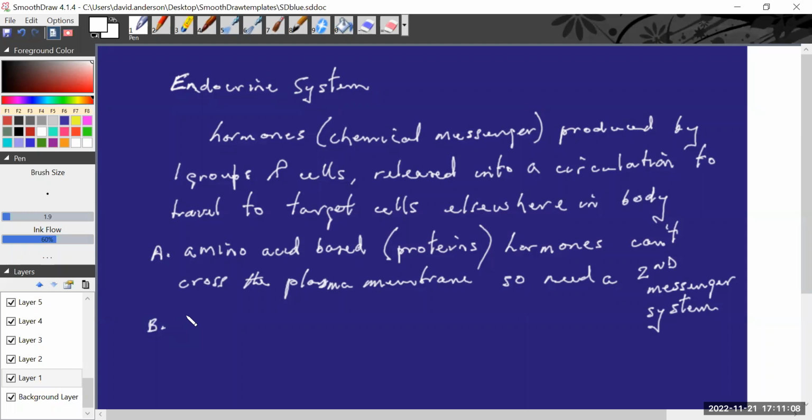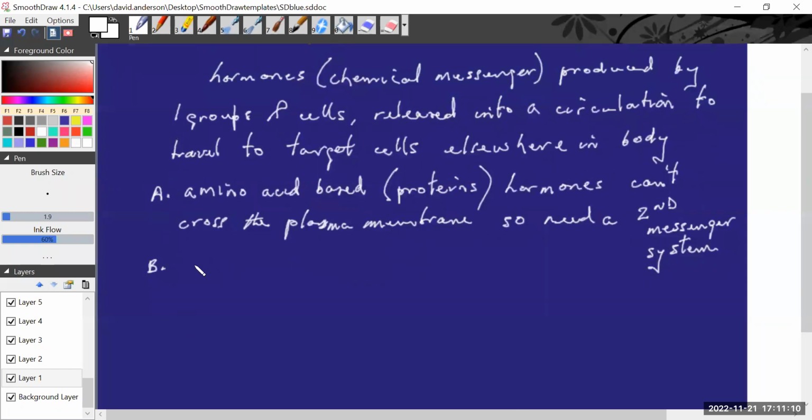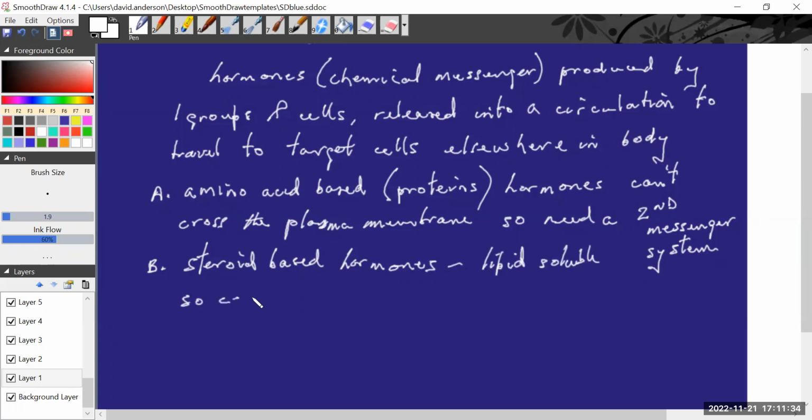The other category of hormones are the steroid-based hormones. And because they're steroid-based, they're lipid soluble. So they can cross the plasma membrane.